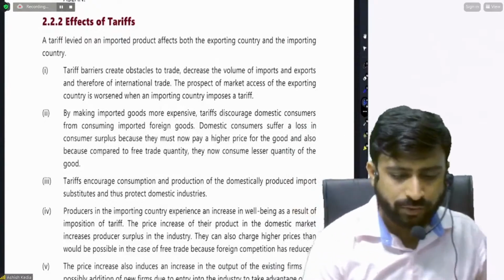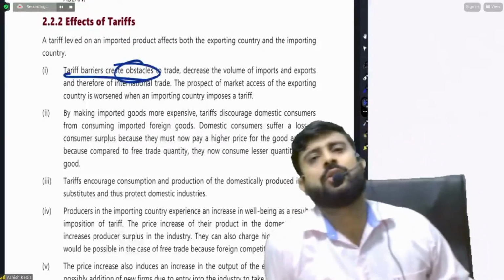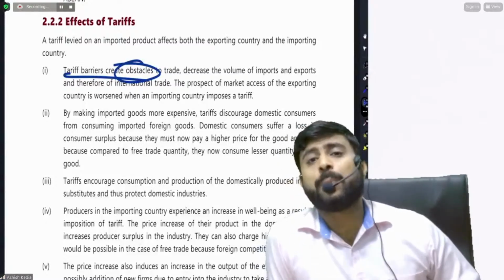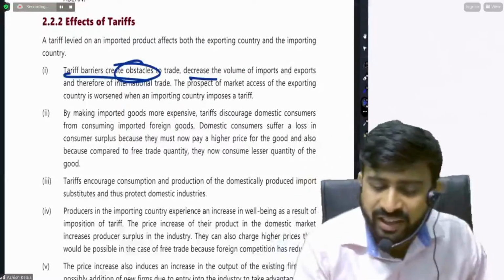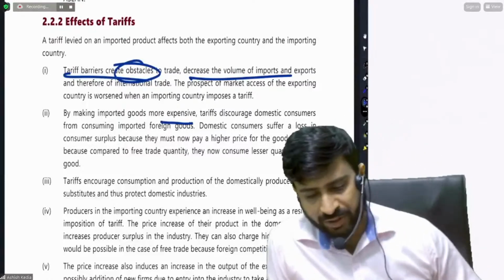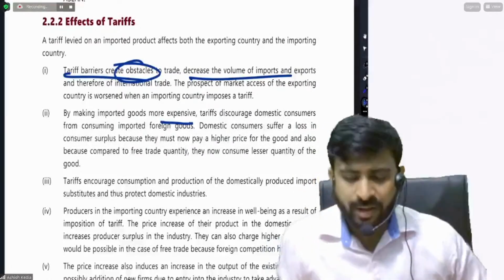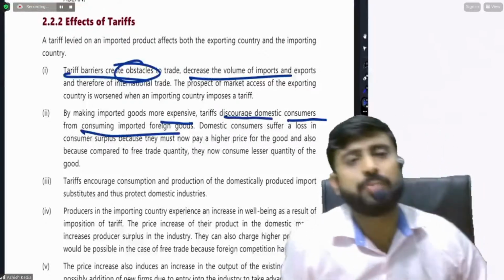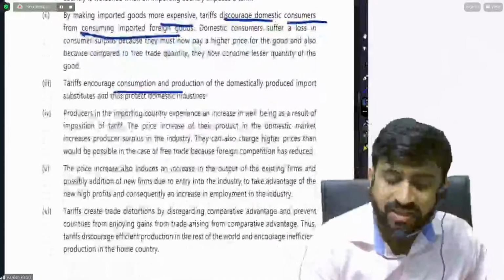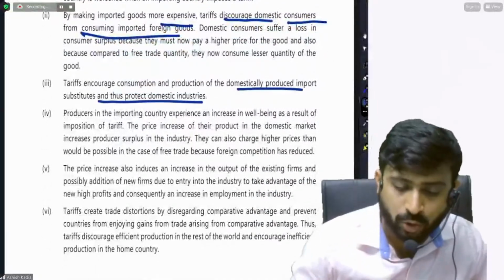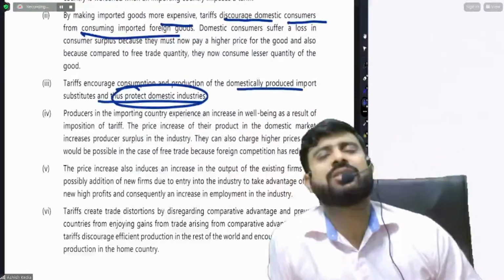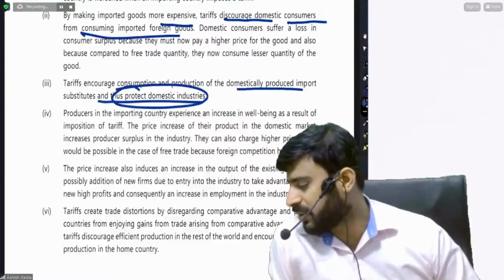Effect of tariff. First of all, friends, tariff creates obstacles. Obstacle means barriers. Tariff creates obstacles or barriers to trade as it decreases the volume of imports. Of course, it makes imported goods more expensive, and therefore discourages consumers from consuming foreign goods. Next, tariff encourages consumption of domestically produced import substitutes and thus protects domestic industries. If you apply common sense, you will not make a mistake in this topic.